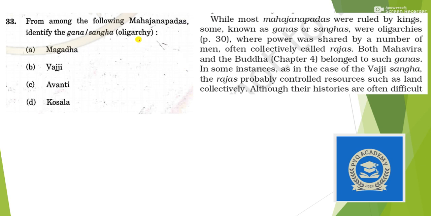Now again an easy question. From among the following Mahajanapadas, identify the Gana Sangha, which is also known as oligarchy. You can see here, while most Mahajanapadas were ruled by kings, some known as Ganas or Sanghas were oligarchies. Both Mahavira and Buddha belonged to such Ganas, as in the case of the Vajji Sangha. So Vajji was a Gana or oligarchy here. So the answer is option B. Otherwise, Magadha, Avanti and Kosala were all ruled by kings, that was monarchy.